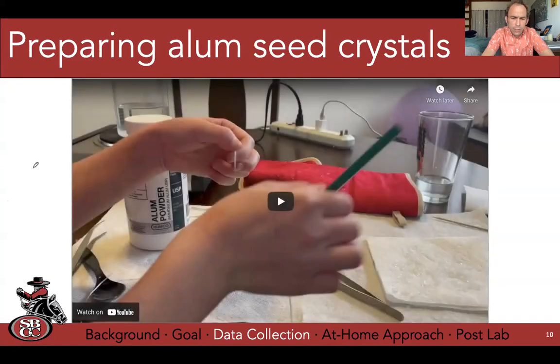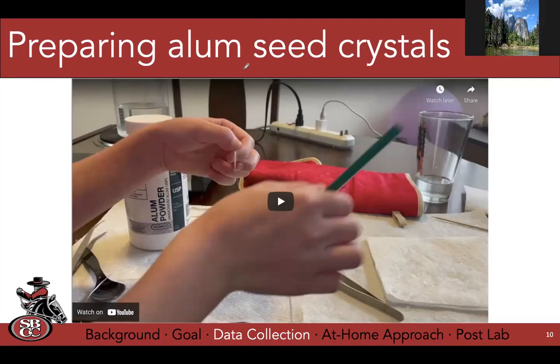Okay, preparing seed crystals. Are there any questions? I'm gonna just double check. Does the water need to be boiling? Because you said warm water, but... Definitely boiling water, as close to 100 as possible.